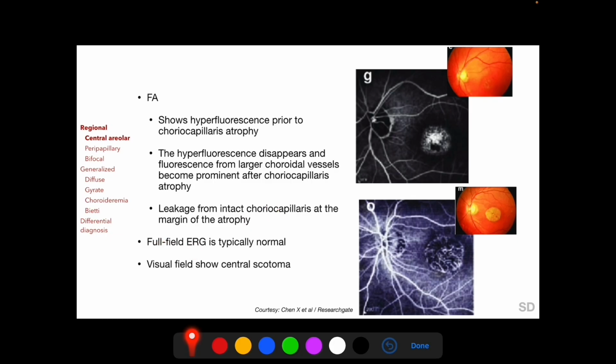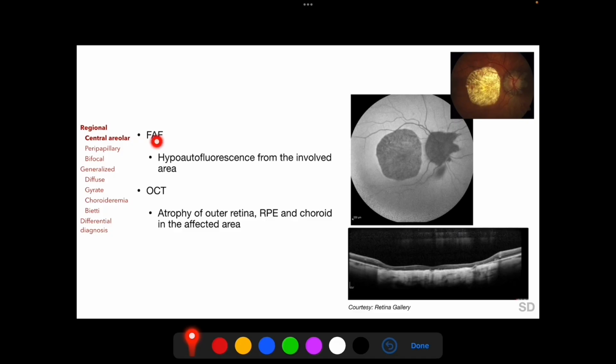Full field ERG is typically normal, and visual field testing shows a central scotoma. Fundus autofluorescence shows hypoautofluorescence from the involved area as seen here in this image due to absence of RPE and its lipofuscin, and OCT shows atrophy of outer retina, RPE, and choroid in the affected area with resultant increased hyperreflectivity from the sclera.